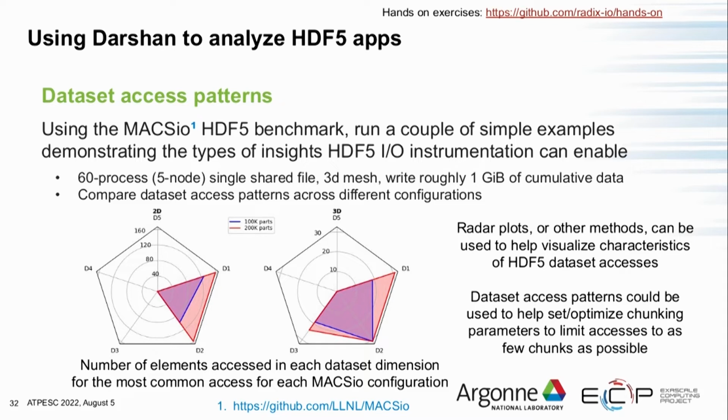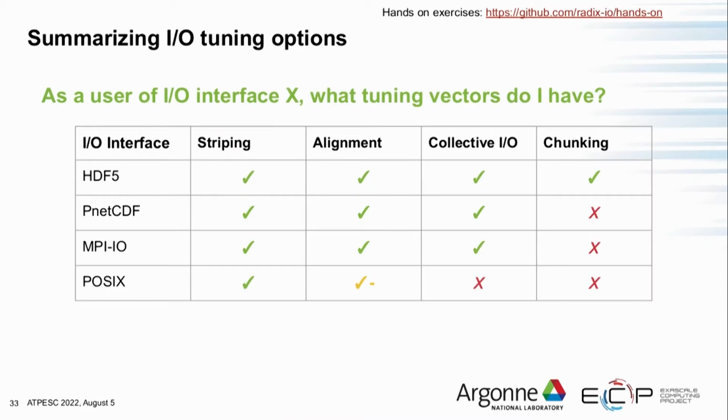So if you know roughly how much data is being accessed in each dimension by your accesses, then you could potentially optimize your chunk settings along those lines so that you can get better performance when getting the data. Thought it might be helpful to summarize what's available to you with these different APIs in terms of a handful of different tunables, basically.